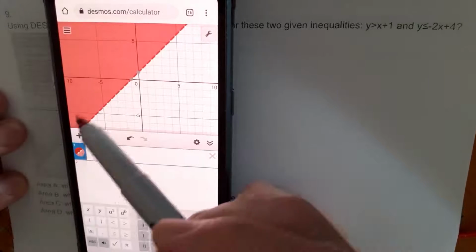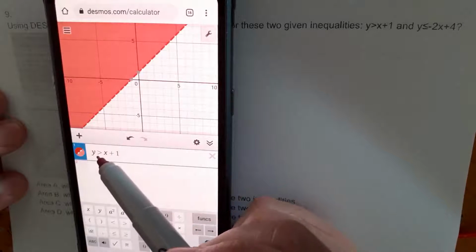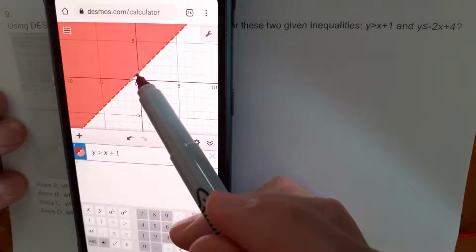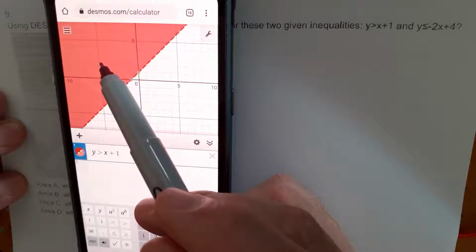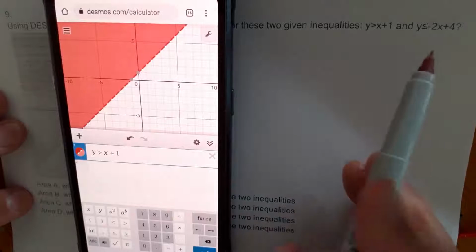All right, so notice that a greater than has a dashed line. So Desmos knows how to do it. Y is greater than, a dashed line, because it's not greater than or equal to, it's only greater than. So if it's actually on the line, like these two points are on the line, they are not included in the solution set because we only want values that are greater than the line. Fair enough? All right, now let's type in the other one.